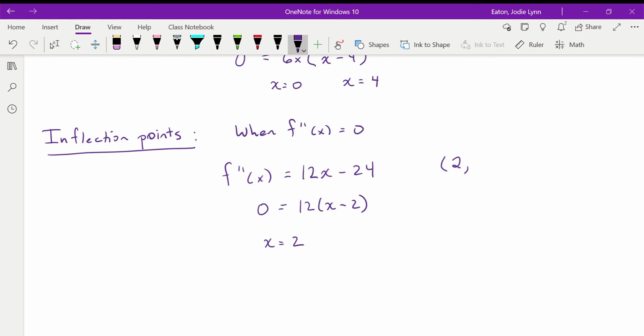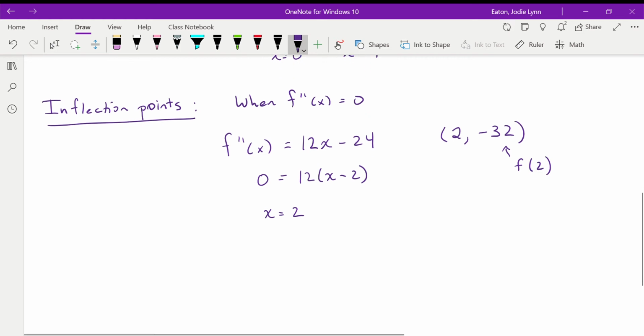So 2 times 2 cubed is 2 to the 4th, which is 16, and 16 minus 12 times 4, 12 times 4 is 48, 16 minus 48 is negative 32. So that's 2, negative 32. And remember, this again is f of 2, not f prime of 2, not f double prime of 2. We just go back to the original function to find y values.